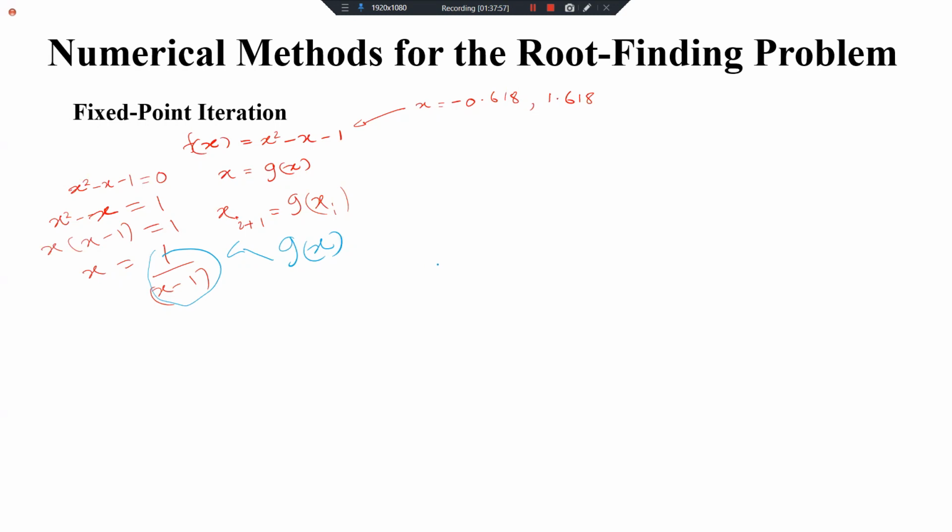Is that clear? Yes or no? If not, tell me. No, sir. Okay, I'll repeat it. This is your f(x) function. You want to find the root. In the beginning, we found this root. That is why I wrote it here. In the fixed point iteration, what we're doing is we find the g(x) function to satisfy it equal to x. Okay, g(x) can be anyone. That's what I did here.